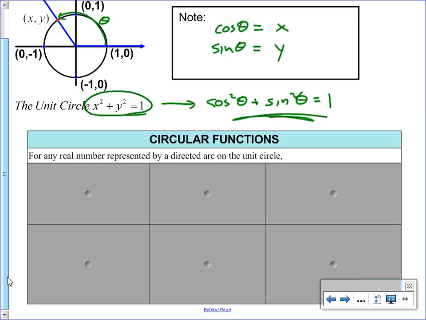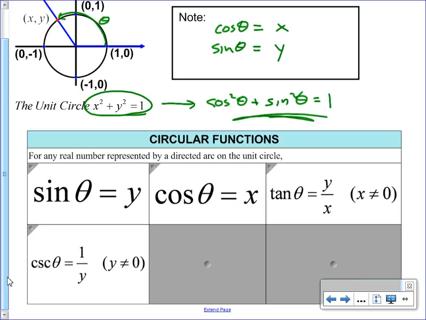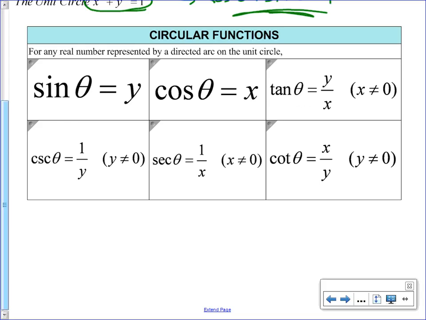Okay, so just mixing stuff around again. Cosine is the x, sine is the y, tangent is sine over cosine, so tangent is y over x. Then the reciprocal of sine is cosecant, which is 1 over y. Secant is 1 over x. And of course, cotangent is x over y. It's important that for tangent, x can't be 0, and for cotangent, y can't be 0, otherwise you'll have undefined, and that's what happens at the quadrantal angles, 90, 180, 270, and so on.